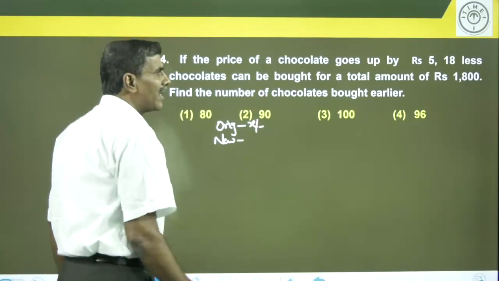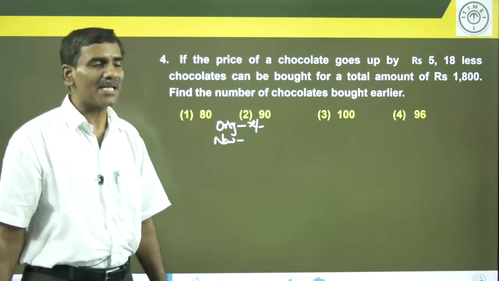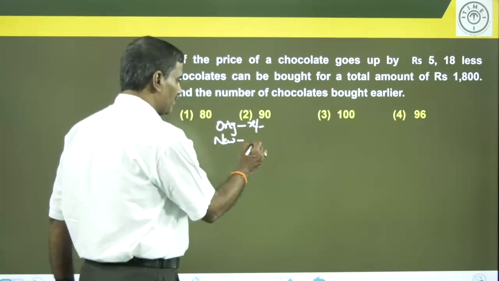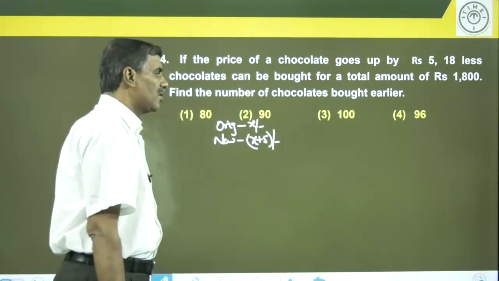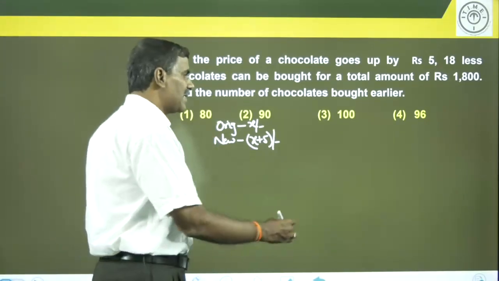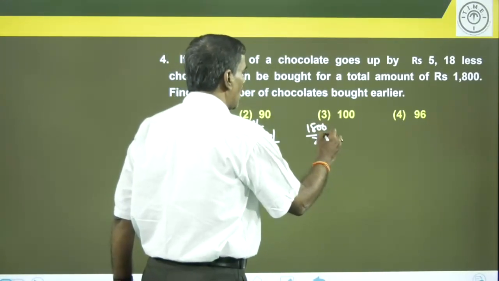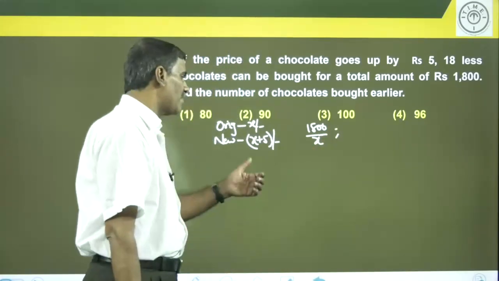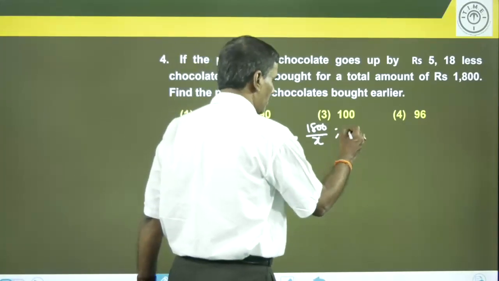It is increasing or decreasing, he is saying? Goes up, he says, goes up. So that means it has to be x plus 5. That is x plus 5 rupees, right? So with 1800, how many chocolates can be bought for x rupees? 1800 by x. And with 1800, how many chocolates can be purchased for x plus 5 rupees? 1800 by (x plus 5).